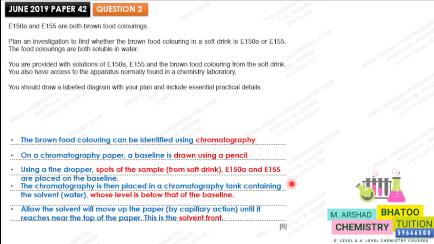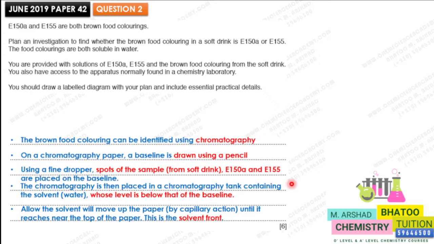Okay, when it reaches near to the top of the paper, what do we do? We remove the chromatography paper and draw a line where the solvent has reached. This is what we call the solvent front. And finally, the last part: once we have separated everything, how do we identify whether in the brown food coloring E150A is present or E155?